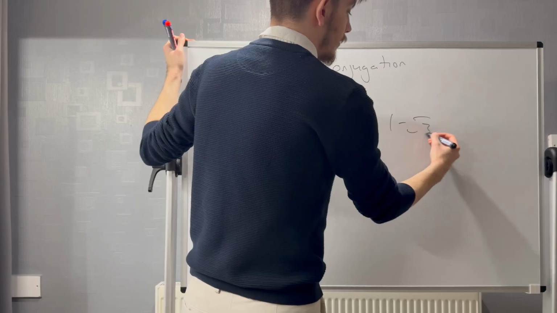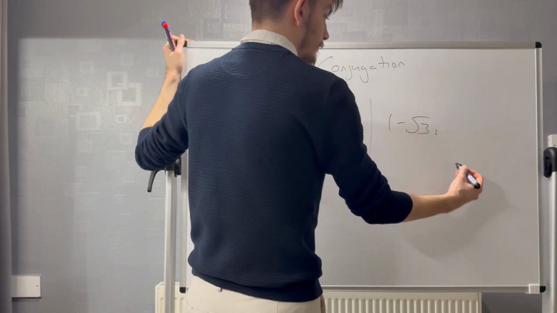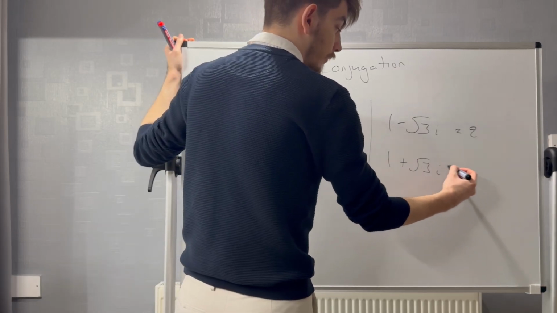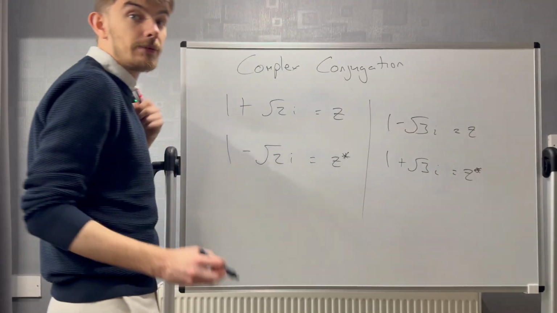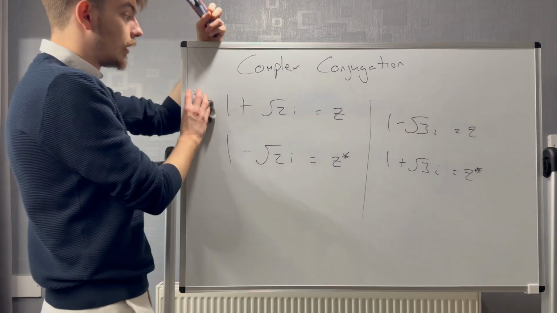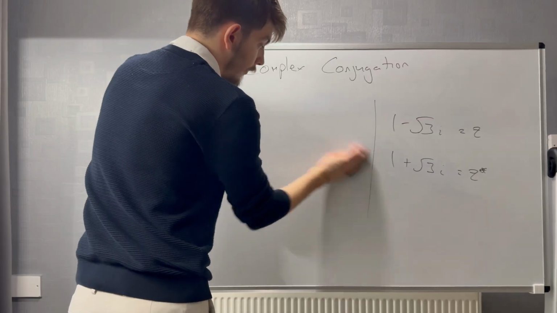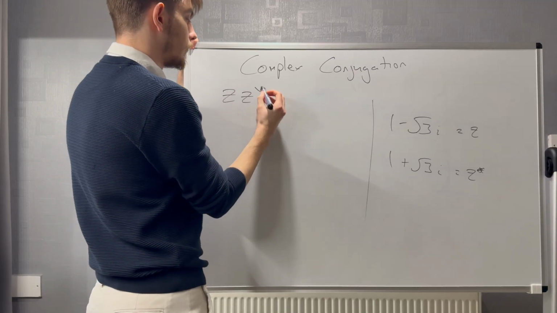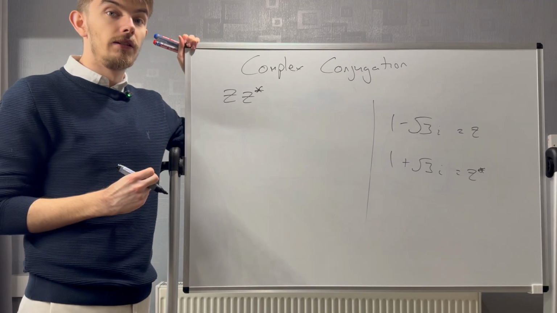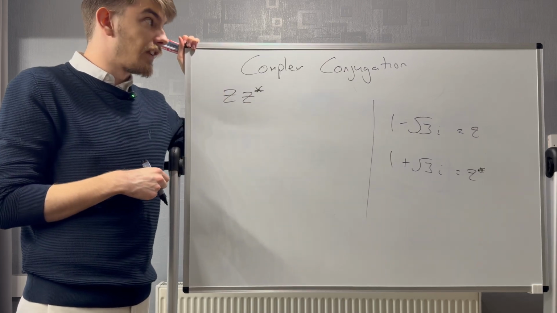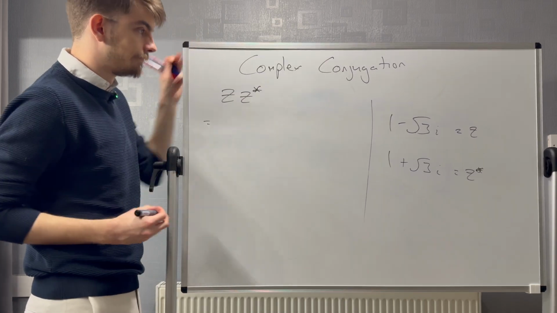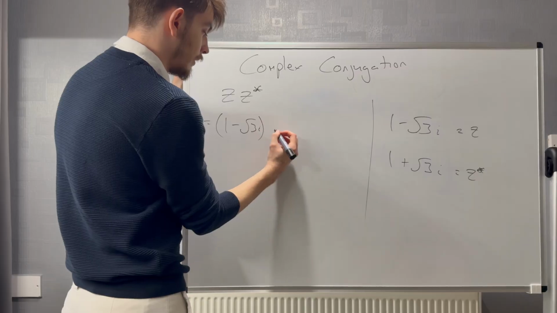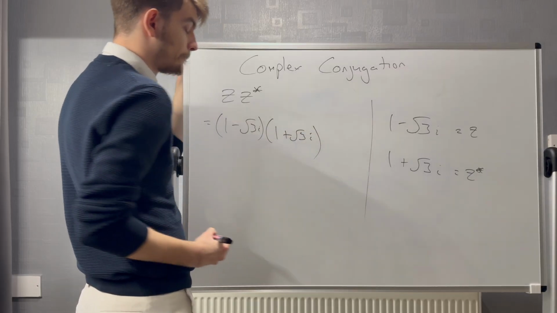If it was 1 minus root 3 i, if that was my z, my complex conjugate would be 1 plus root 3 i. Right, why is this important? Well, a complex number has a very special property. If I take a complex number and multiply it by its complex conjugate, I get something very special. So let's do that here. Let's do 1 minus root 3 i times 1 plus root 3 i, and see what we get.